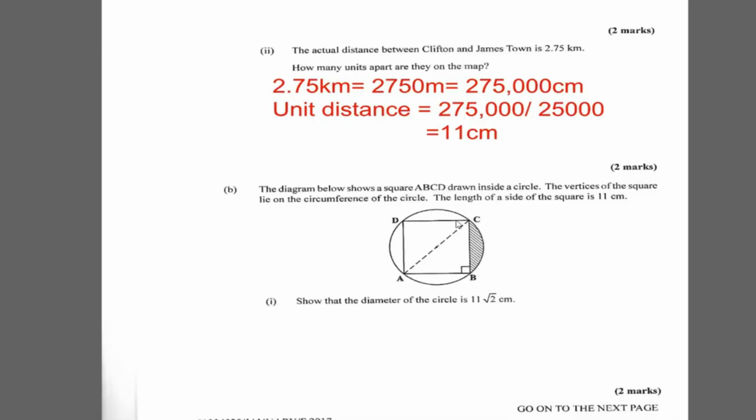So looking at this question, you have a rectangle. Is this a rectangle? No, a square. Well, a square is a rectangle. So we have a square inside a circle. So a square is inscribed inside a circle. And we are asked to show that the diameter, which is AC, is 11 root 2. Now, the first thing I can notice is that CB is a chord, AB is a chord, AD is a chord, DC is a chord, and all of these chords are 11.